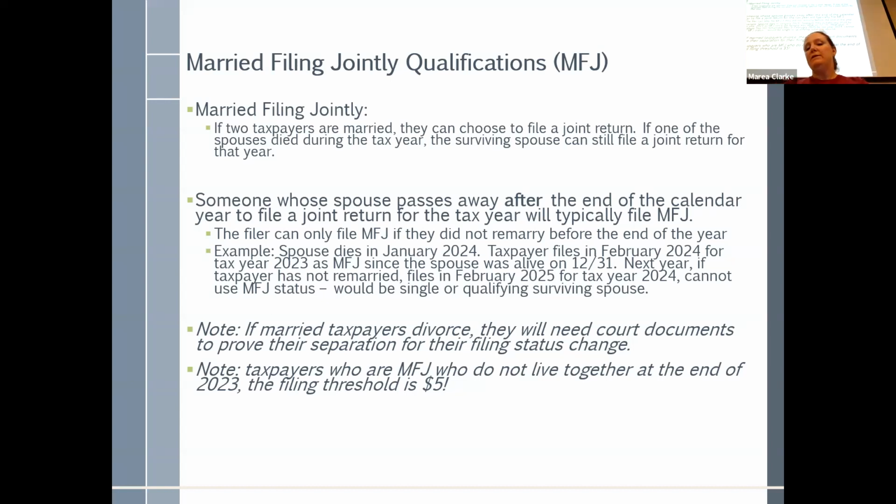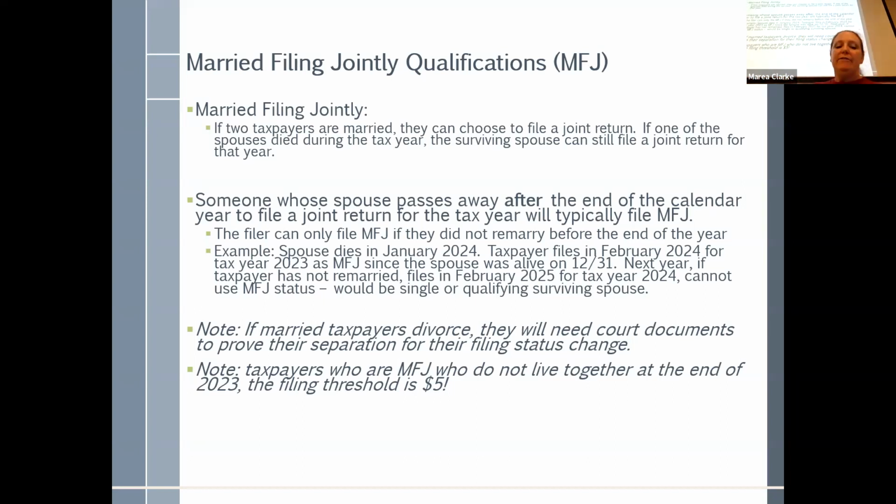For someone whose spouse passes away after the end of the year, they can still file a joint return. They can only file that return if they did not marry before the end of the year. So for example, the spouse dies in January of 2024, and the taxpayer files in February 2024 for 2023. They can file a joint return since the spouse was alive at the end of the year. Next year, if they haven't remarried, they would potentially be either single or qualifying surviving spouse, depending on whether they have a child.